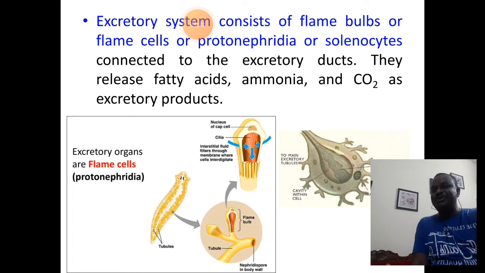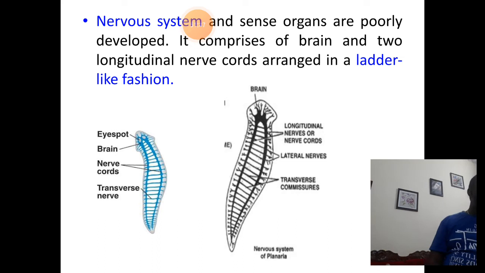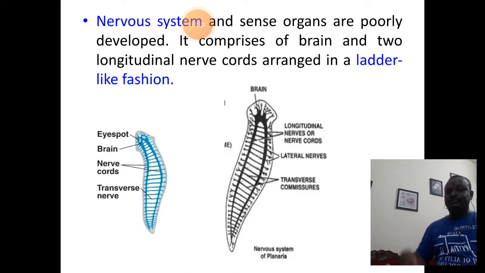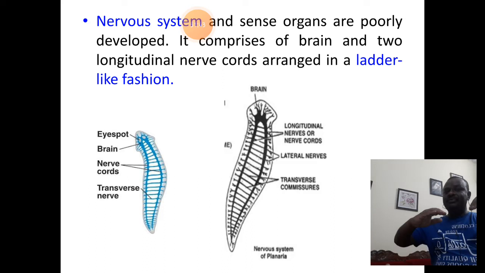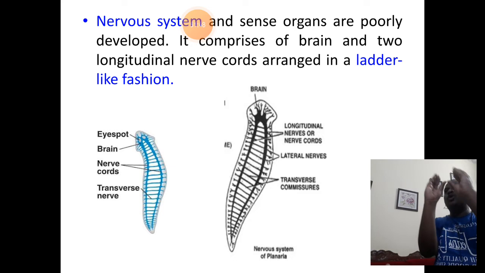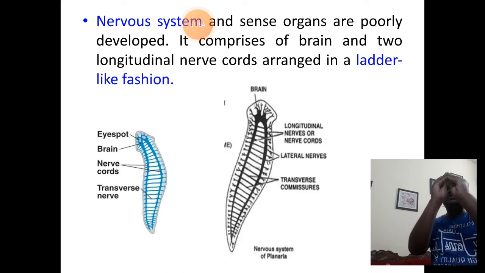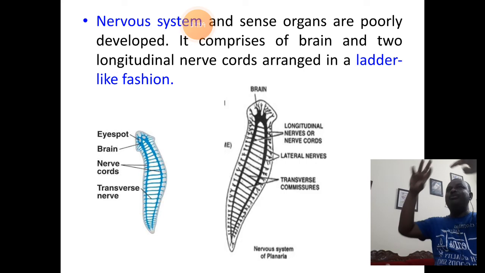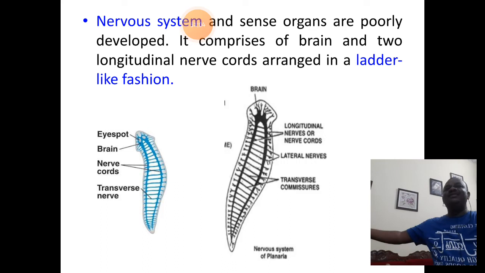Coming on to the nervous system of the organism, it is very special again. I have mentioned two diagrams depicting the importance of the nervous system. It has got an inverted V-shaped brain, made up of two lobes, from which arise many branches in the head region, some moving to the front, some to the lateral sides, giving it sensory activity.